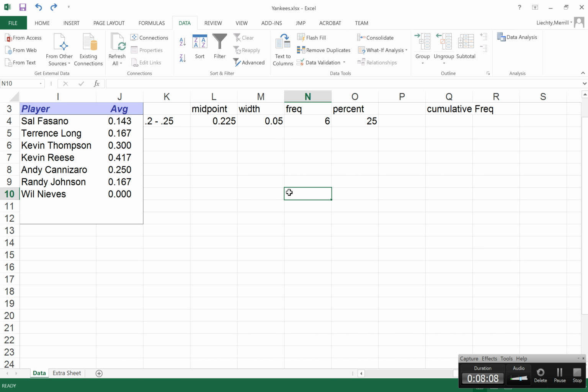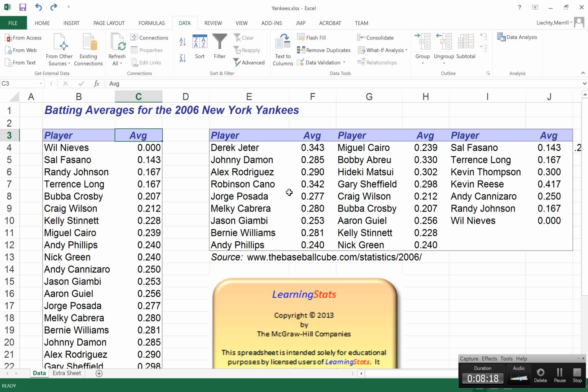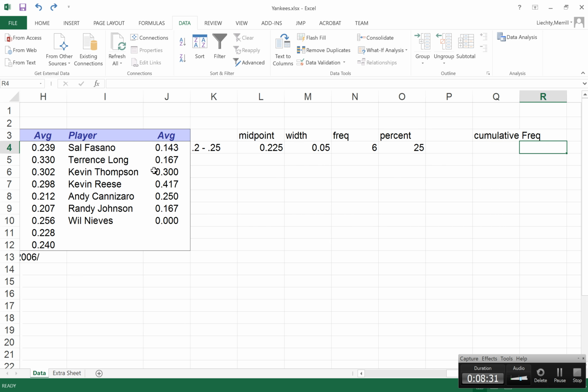Okay, so to get this cumulative frequency, I'm going to come over here and I'm going to say Andy Cannizaro is not in, but how many are? And it's going to be a total of the 6 that I already counted plus 1, 2, 3, 4. So it should be 10. So we get 10, and the percentage is just going to be 10 divided by 24 times 100.